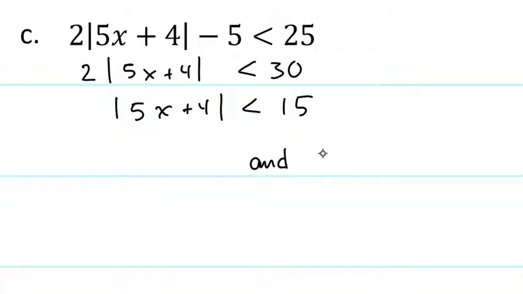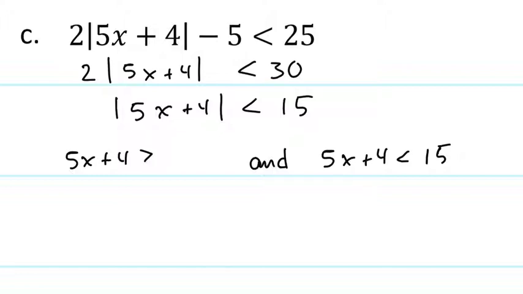And again, I'm just going to write this exactly as it appeared, 5x plus 4 less than 15. And on the other side, I'm going to write 5x plus 4 greater than negative 15. So it flipped direction. Keep, flip, opposite, same. And then for each of these, we're going to subtract 4 from both sides of the inequality and divide by 5.